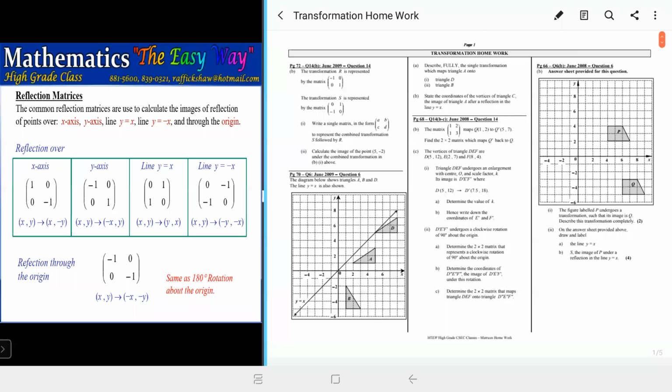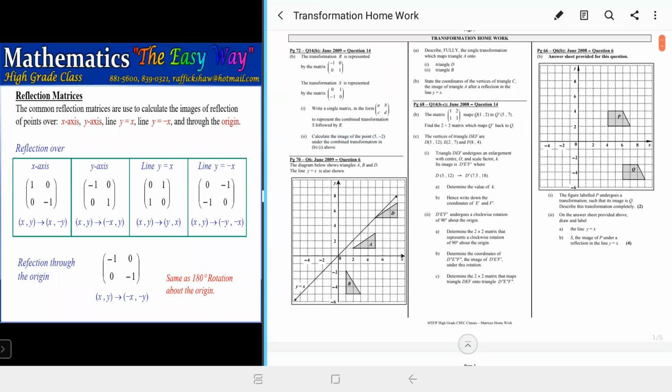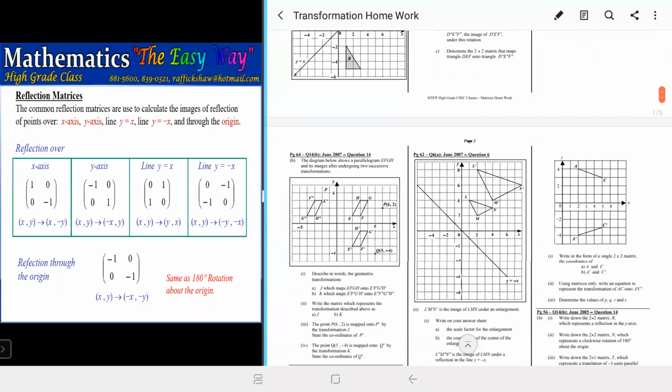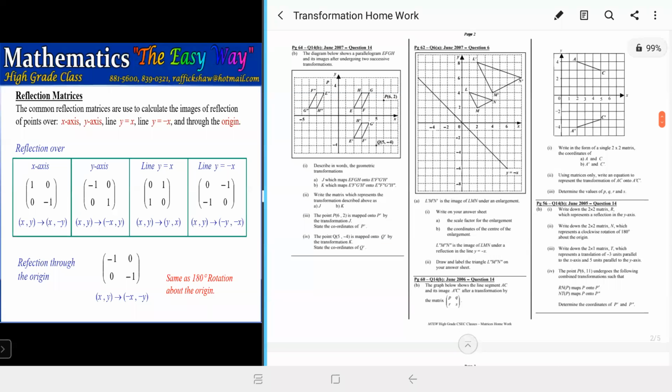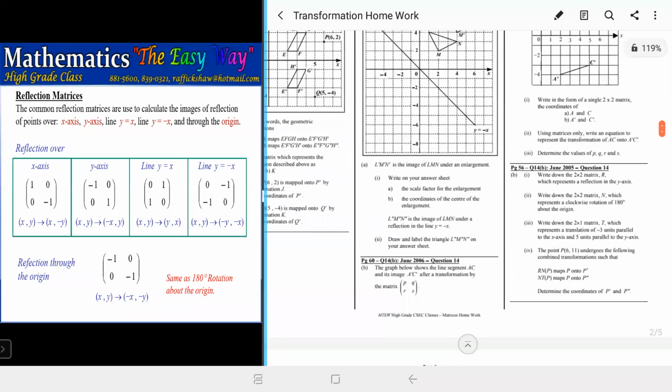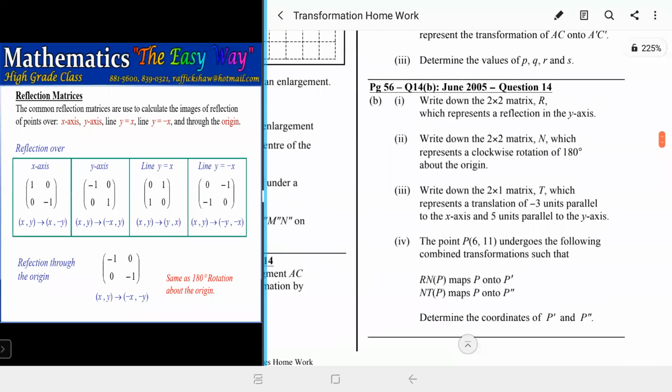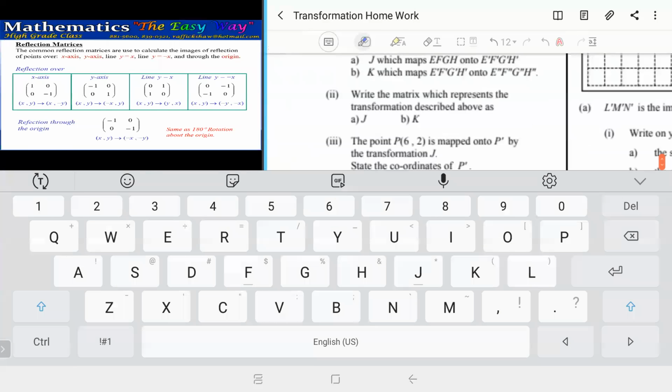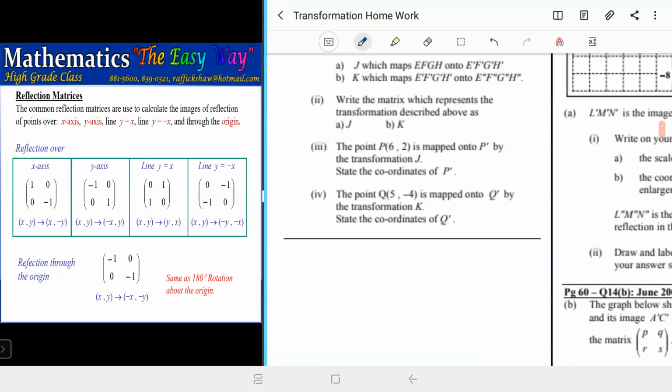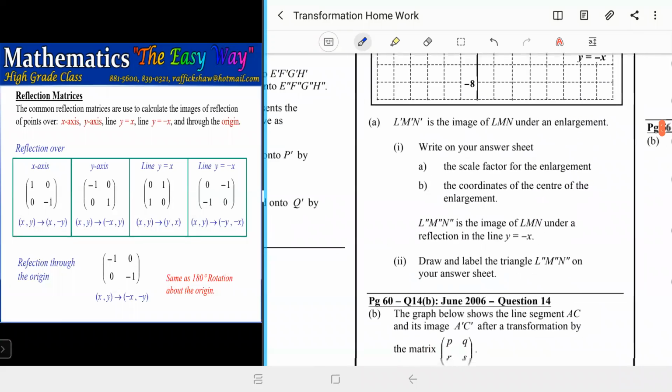So these are past paper questions, right? I'm going to show you a couple of examples. Watch out. Look at this one right here. These are past paper questions. I'm showing you why you need to know them by showing you a question that I asked in the exam.